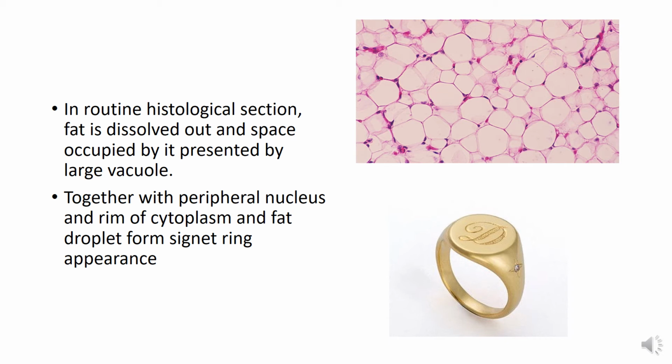Together with the peripheral nucleus and the rim of cytoplasm, the vacuole forms a signet ring appearance. A signet ring, as you know, was used by the ancient kings to put their signature on important documents, and the fat cells resemble this signet ring.